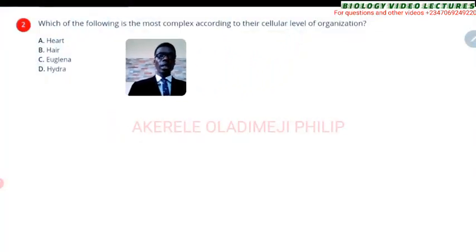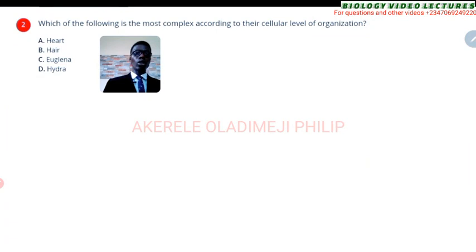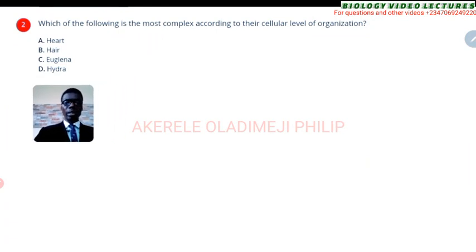Which of the following is the most complex according to cellular level of organization? The most complex. Okay, now the hair, well, that's not like a living thing, so to say. Euglena is just a single cell, so it's a cell. Then Hydra is made up of endoderm and ectoderm. That is actually a tissue. So Hydra is a tissue.